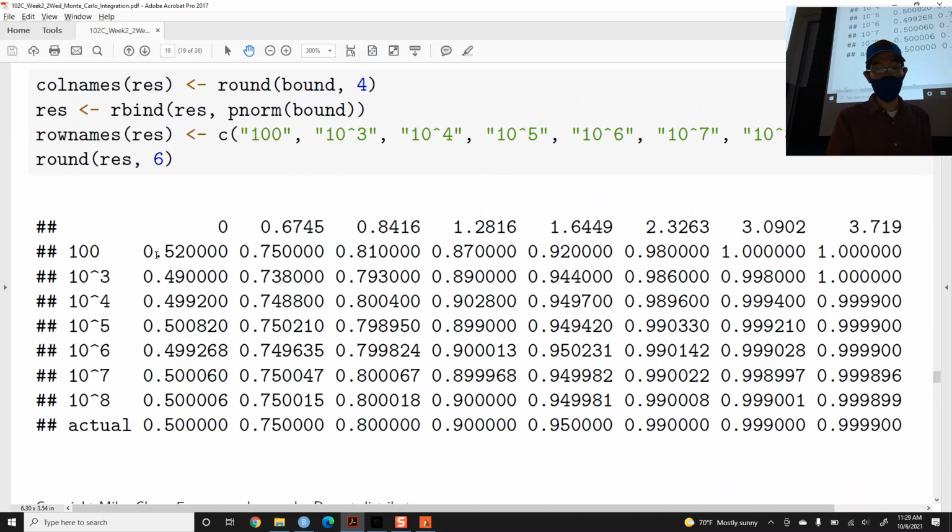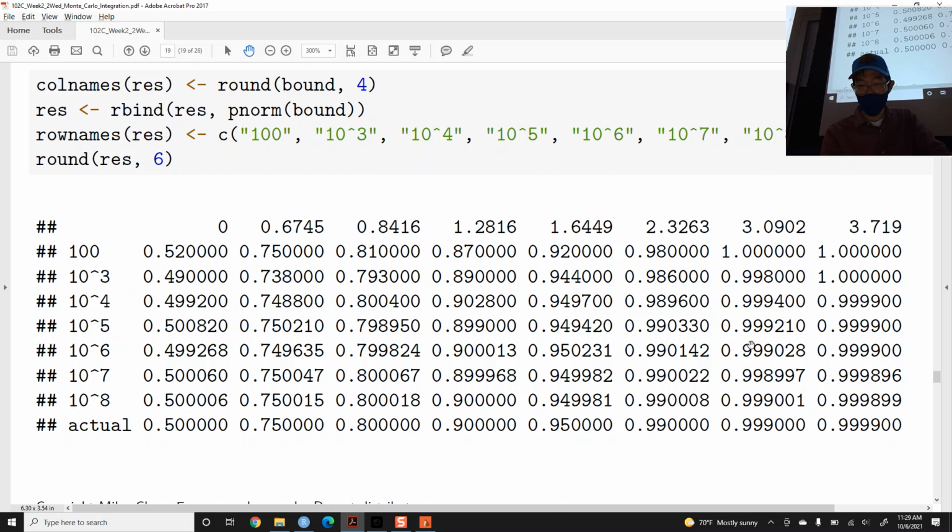And if I use only, say, 100 values, my estimates aren't super great. I got 0.52. I coincidentally got 0.75, where I should be getting 0.8416. I'm sorry, where I should be getting 0.8, I'm getting 0.81. Where I should be getting 0.90, I got 0.87. But as I increase the number of values that I'm using, so 1 million, 10 million, 100 million, we can see my estimates get closer and closer to the true value, as expected.